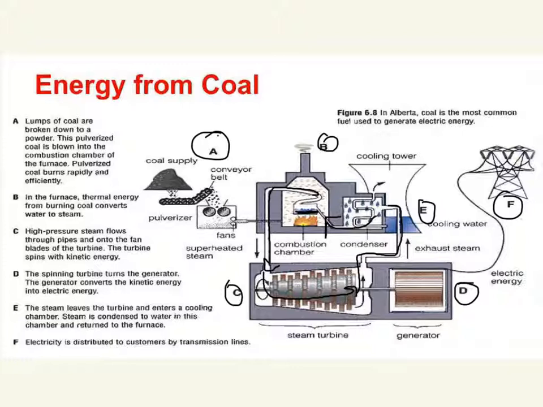And then we go to F. Electricity is distributed to customers by transmission lines. So it's being distributed out to our public. And this here, energy from coal, is the main way that we get power in Alberta.